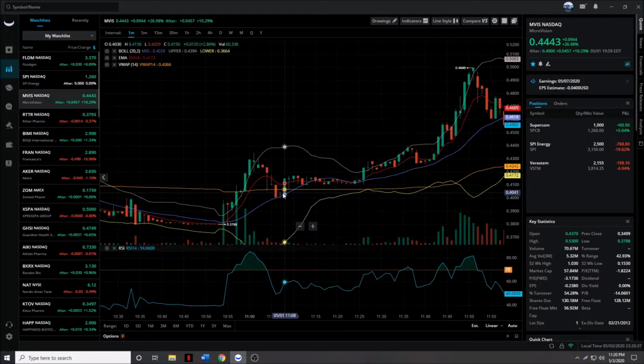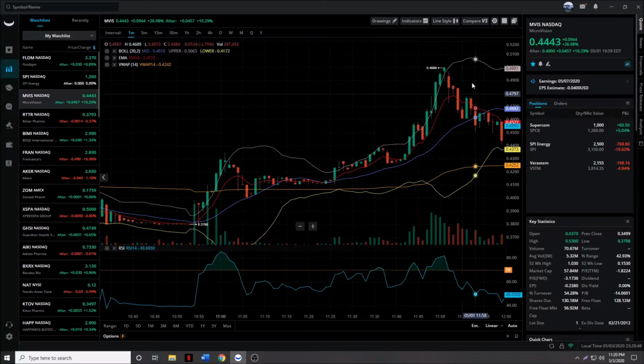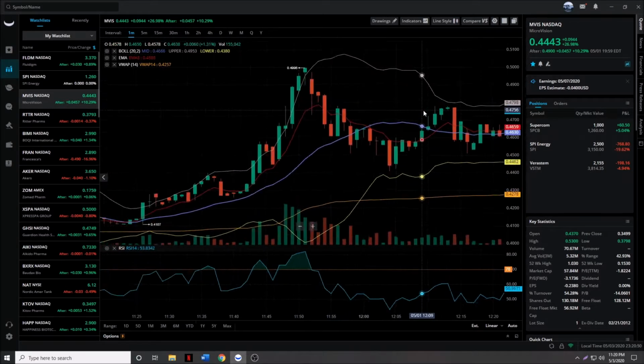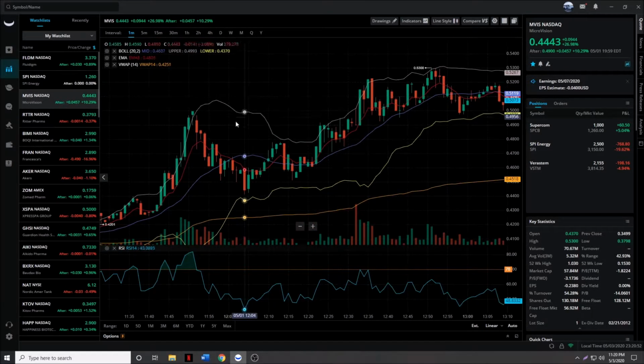So right here, you could have entered right around here, 41 or less, and then set your stop literally right under that. So your risk would have been pretty low, and it actually went up to 49 around here. And I believe it went up even higher as the day went on.